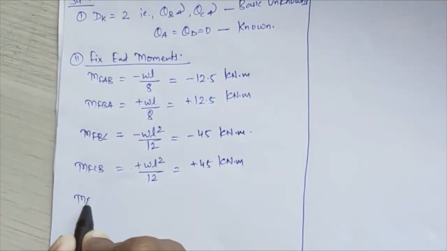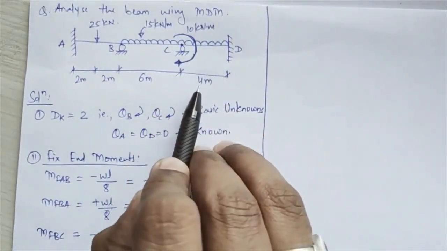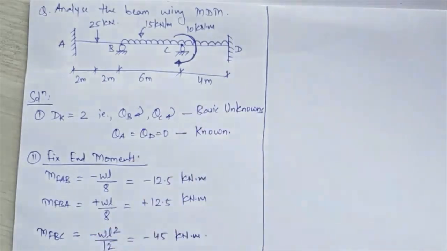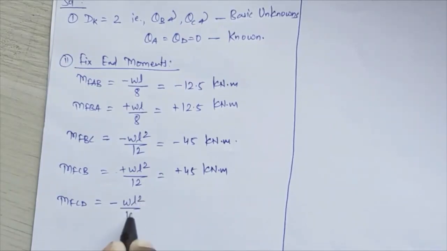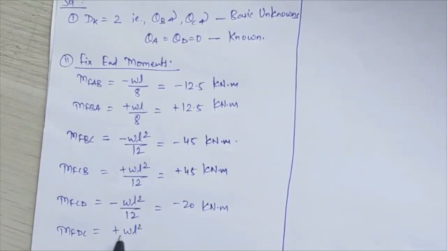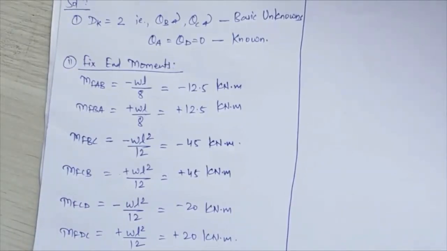Then the last span, that is MFCD. In span CD, again a UDL is acting, but now the length of span CD is 4 meters. So this comes again equal to minus WL square divided by 12. W will remain the same, UDL 15, and the length will change, that is 4. So this comes equal to minus 20 kilonewton meter, and MFDC will be plus WL square divided by 12, so that will be plus 20 kilonewton meter. So these will be my total fixed end moments.